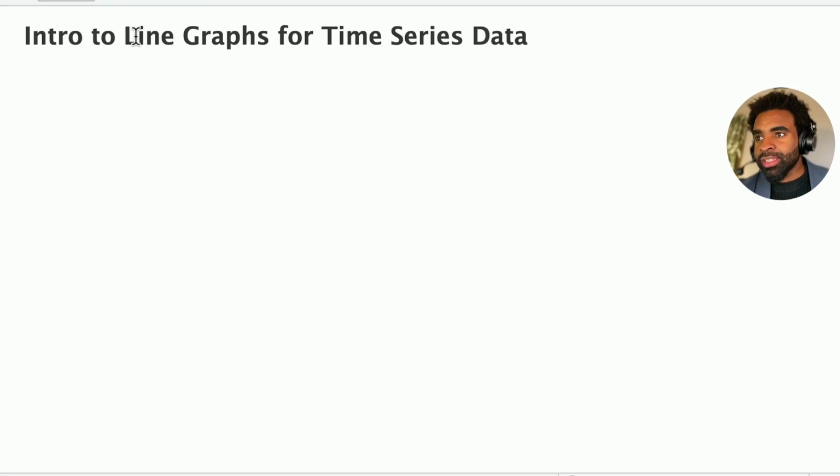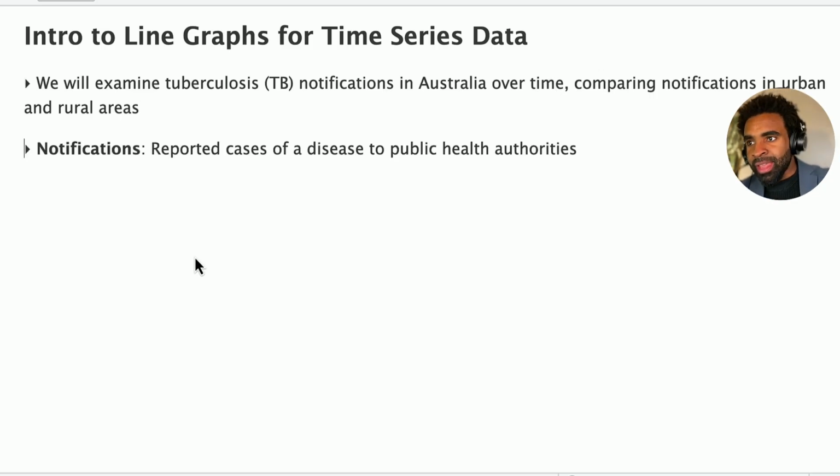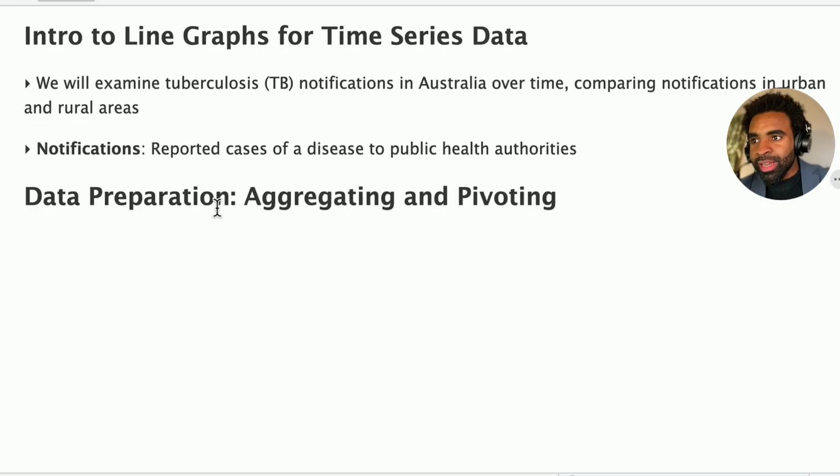So let's get started thinking about line graphs for time series data. We're going to examine tuberculosis notifications in Australia over time, comparing those notifications in urban and rural areas. And a notification is simply a reported case of a disease to public health authorities. So let's start by doing some data preparation, aggregating and pivoting our dataset.